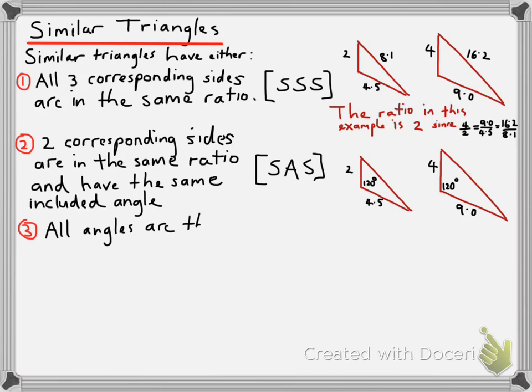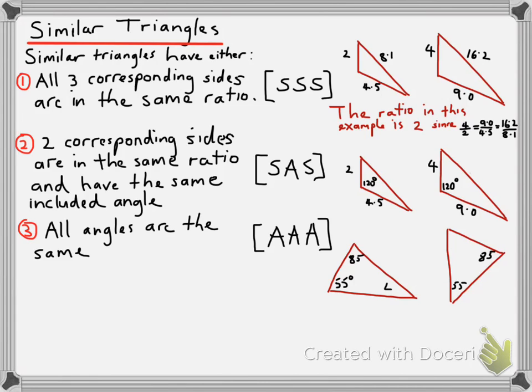The third way is if all the angles are the same. Okay, there's no arguing about that. If you've got all your angles the same, the two triangles must be similar.